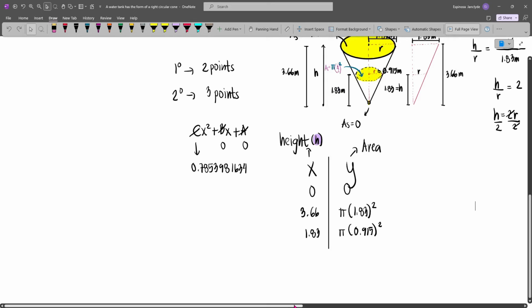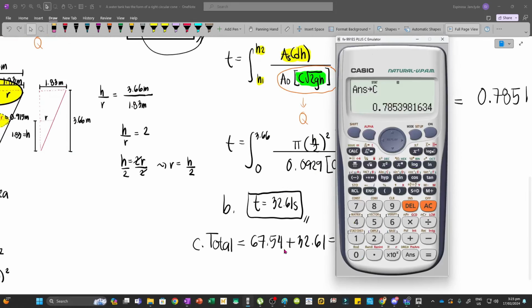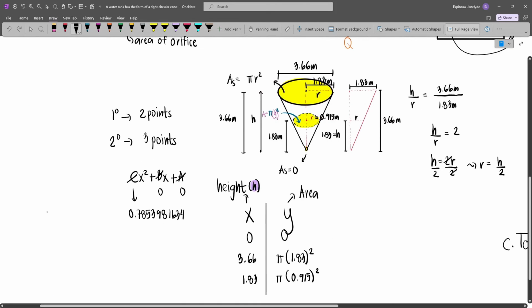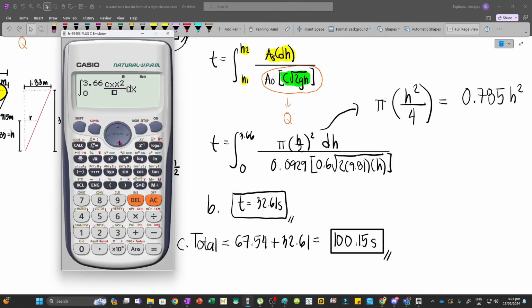And so what will happen in our equation, we have the integral from 0 to 3.66, and then the AS, we will replace with C times x squared, because this is now our AS. By the way, this is AS pala. And then we have 0.0929 times 0.6 times square root of 2 times 9.81 times the height. And then we replaced this with 0.0001.